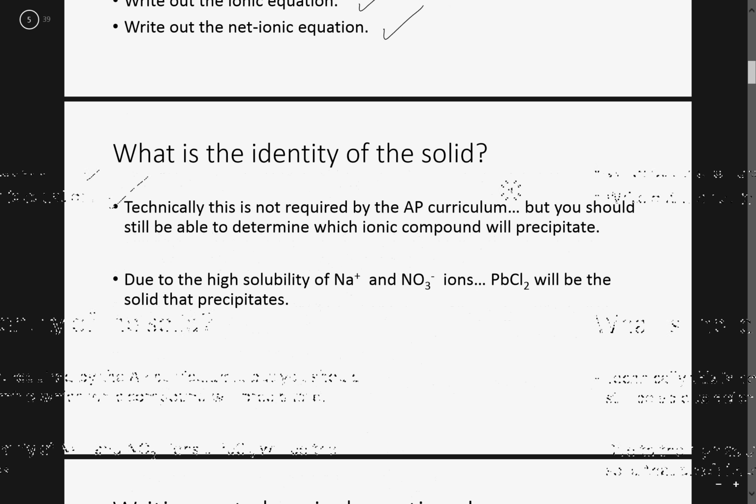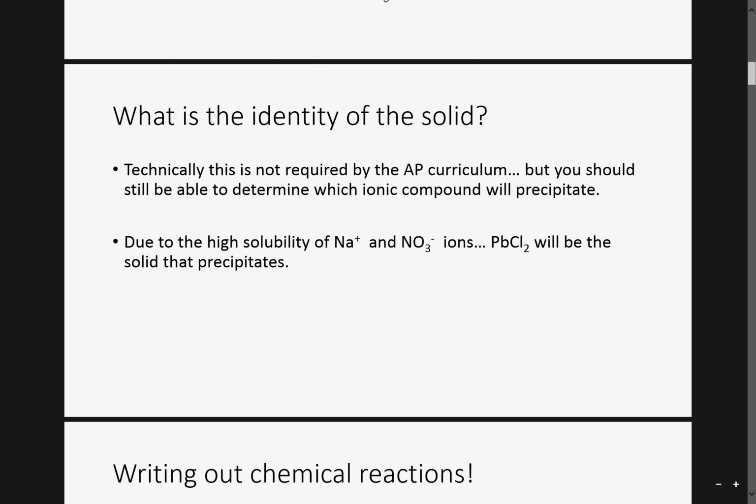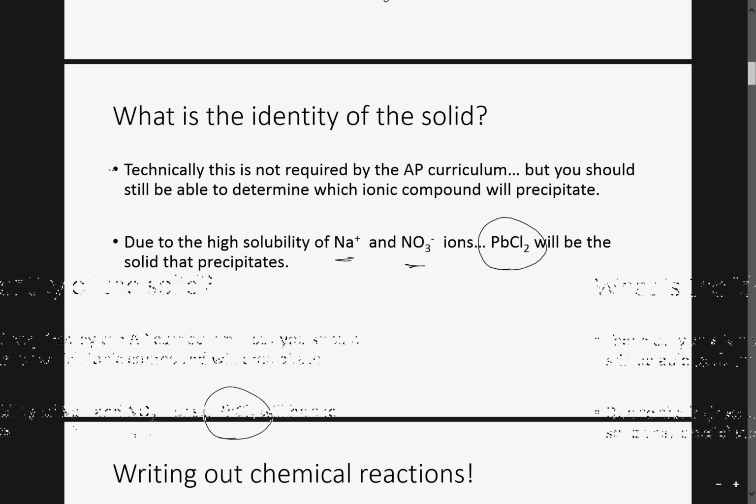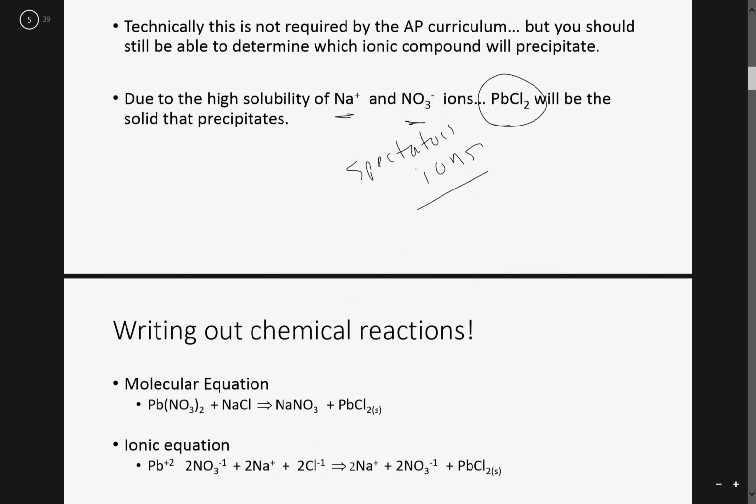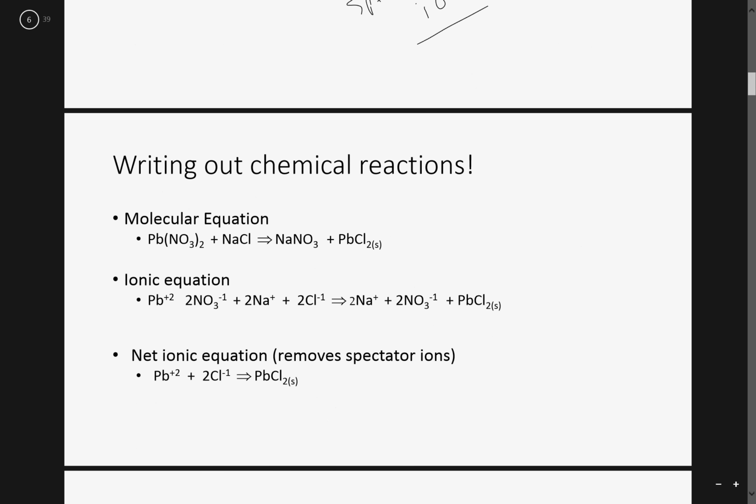The identity of the solid, right? So inside this beaker, and we'll maybe draw a picture of it here. Well, let's just go with this first. Due to the high solubility of the sodium ions and the nitrate ions, lead chloride will be the precipitate, and these will be the spectators. I'm going to refer to them as spectator ions. Alright, so we're at the equations. We've got lead nitrate, sodium chloride yields sodium nitrate. These all would be labeled as aqueous. And then we have, of course, our solid here.